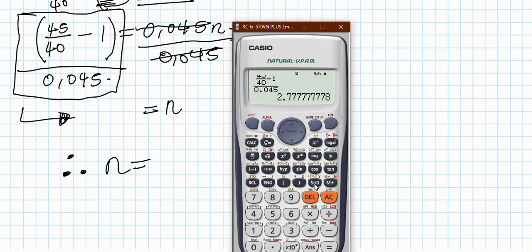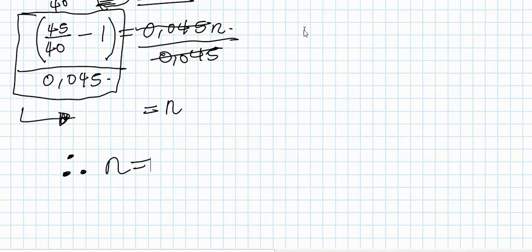Then equal sign, I press from this to decimal. Oh wait, decimal. Here's the decimal. It gives me 2.78. Let's write that down. It's rounded off, remember that. 2.78 years.